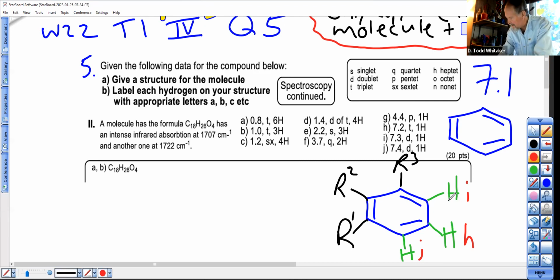Why are these doublets? They only have one neighbor. There's the neighboring H. It's a doublet. Why is this a doublet? It has only one neighbor. It's called H, letter H here. And this is a triplet, it has 2 neighbors. These are carbons, therefore they're not hydrogens. If they're not hydrogens, they're not neighbors.